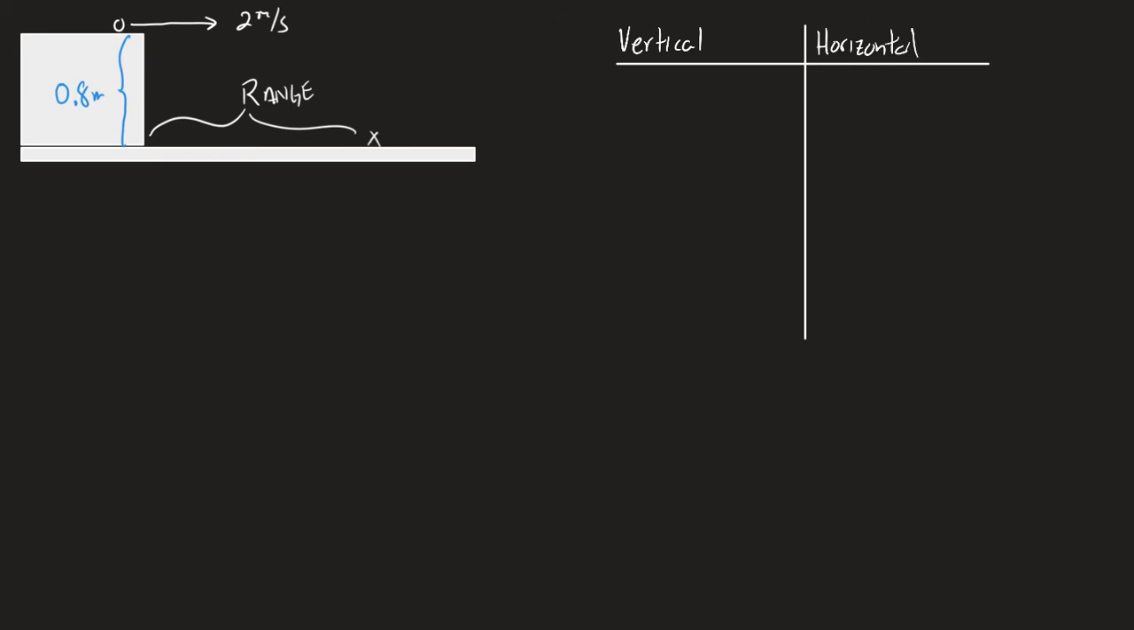The vertical side is the one that's affected by gravity. So that one's going to have motion variables that are in the y direction, but those motion variables are going to have accelerated motion in them. They'll have an initial velocity, a final velocity, and all that kind of stuff. Your horizontal direction has no acceleration. So the motion variables there are just horizontal velocity, time, and range.